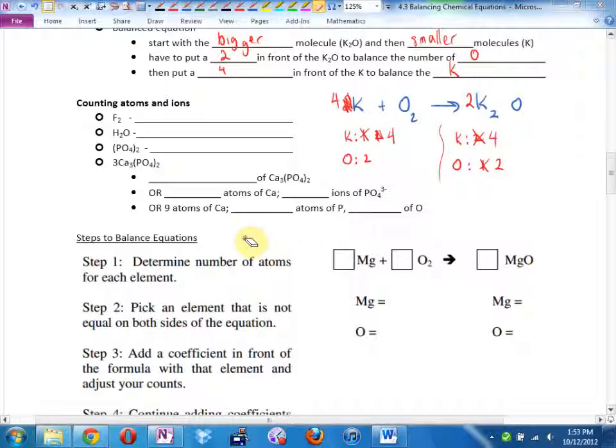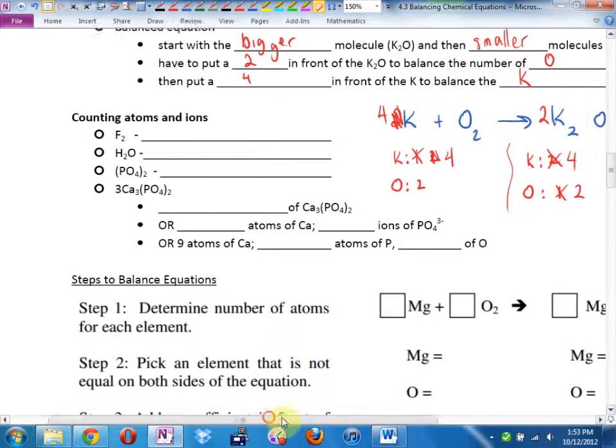To balance an equation, the first thing you have to be able to do is tell how many of each atom there are. And this may sound really, really obvious, but it's not. It's trickier than you realize. So, counting atoms and ions, I wrote here.